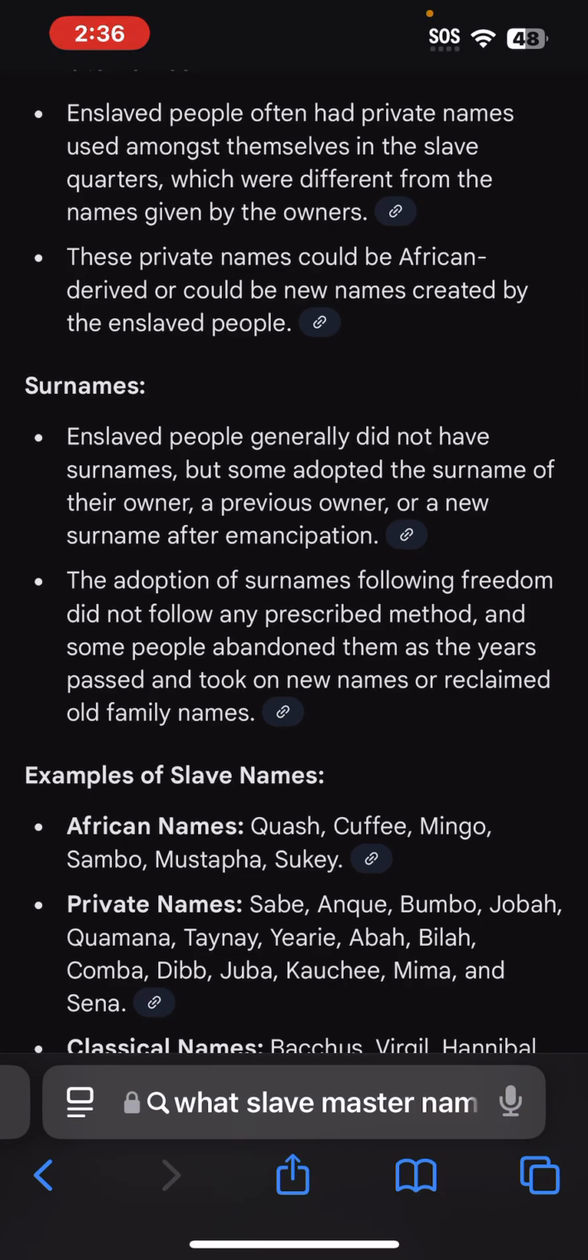So you see, surnames. Enslaved people generally did not have surnames, but some adopted the surname of their owner, a previous owner, or a new surname after emancipation. The adoption of surnames following freedom did not follow any prescribed method, and some people abandoned them as the years passed and took on new names or reclaimed family names.